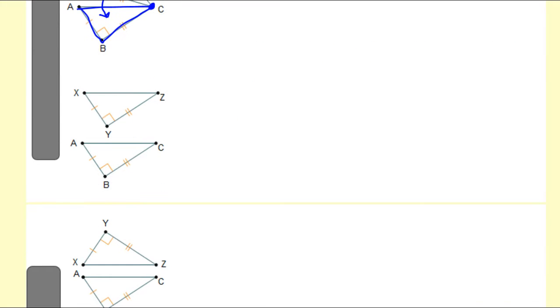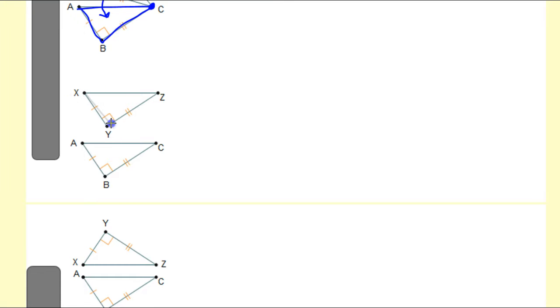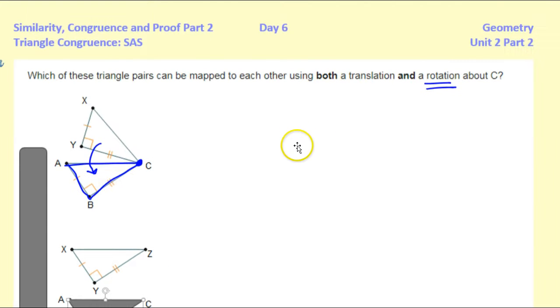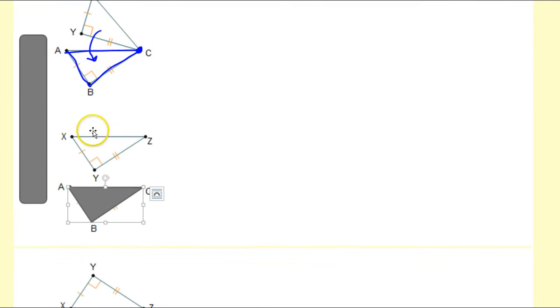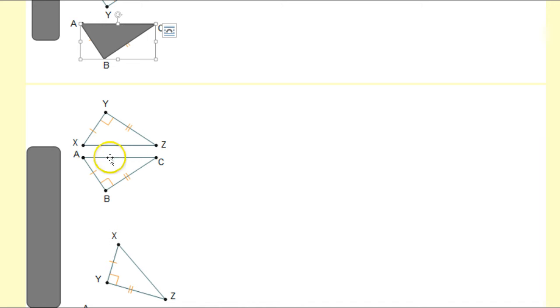This one's going to be a no because we can make these triangles match with only a translation. With only a translation, with just a slide, I can map the one triangle onto the other. But again, they want a translation and a rotation. The first one, it was only a rotation. The second one, it was only a translation. We want both. This one's a no because it's a reflection.